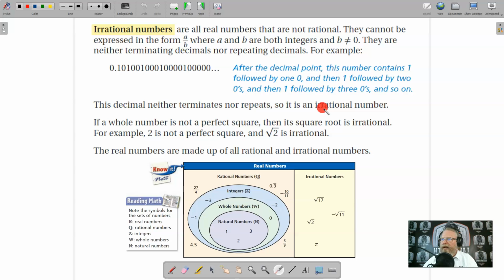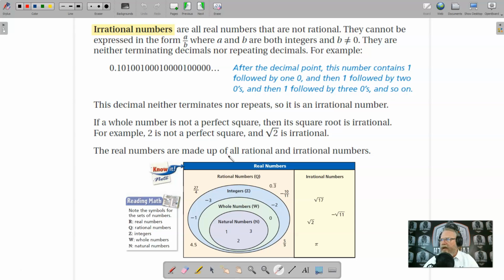But at any rate, there's a way to remember irrational. Irrational numbers are decimal numbers that do not terminate and do not repeat. No pattern. If a whole number is not a perfect square, then its square root is irrational. For example, 2 is not a perfect square and the square root of 2 is irrational.